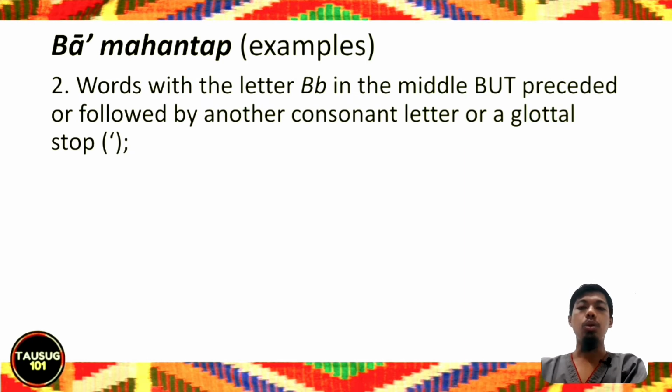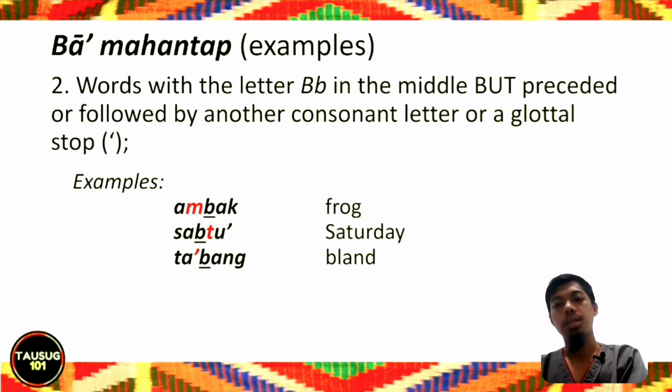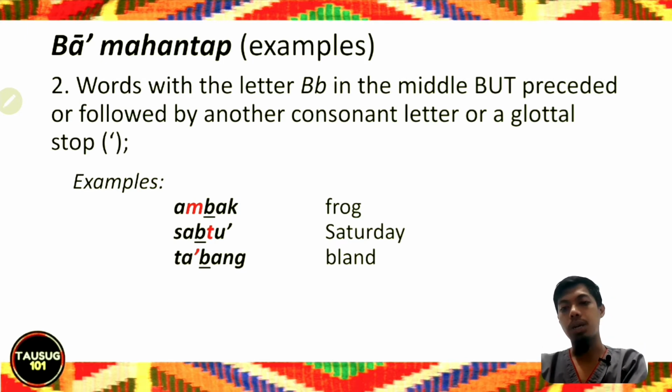Next, words with letter Bā in the middle but preceded or followed by another consonant letter or a glottal stop. Examples, we have Ambak, Sabtu, sabto, or takbang. As you can observe here, the letters Bā are in the middle of the word, but it is either preceded by another consonant or followed by another consonant, or a glottal stop.